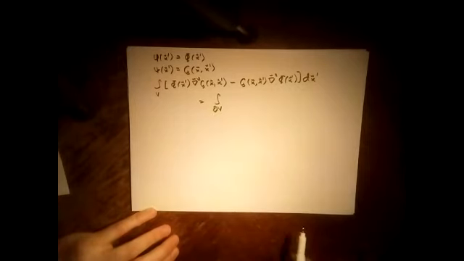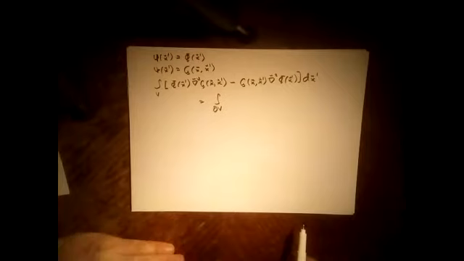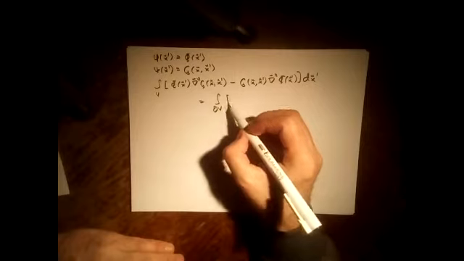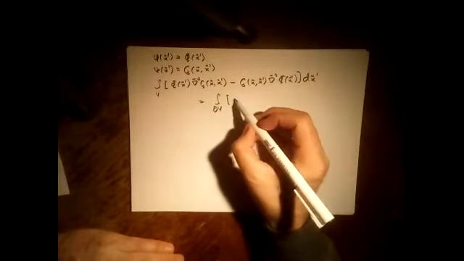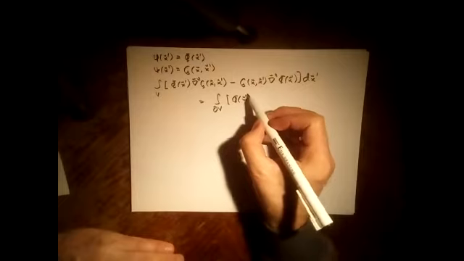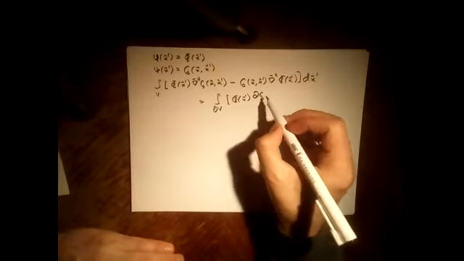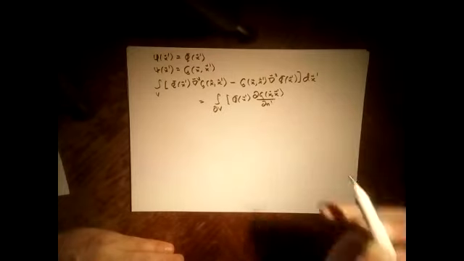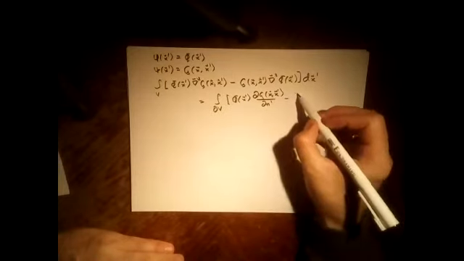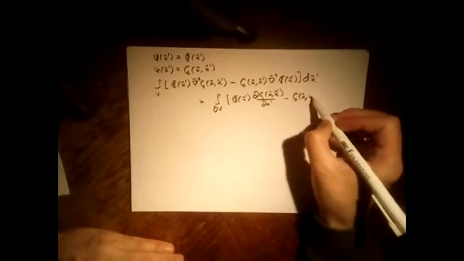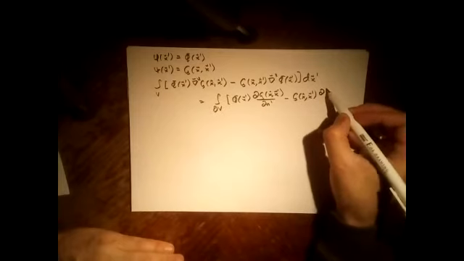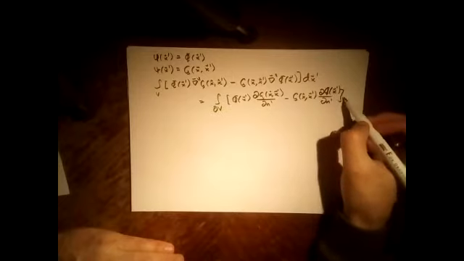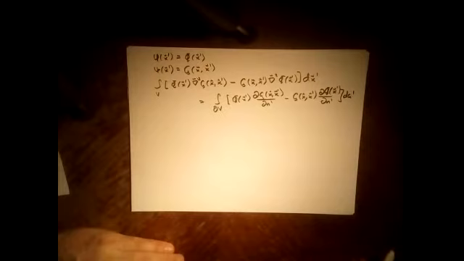and I'm going to change notation here because I prefer this other notation for the rest of this discussion. So let me write phi of x prime, partial G of x, x prime, partial n prime, minus G of x, x prime, partial phi of x prime, partial n prime, dA prime.